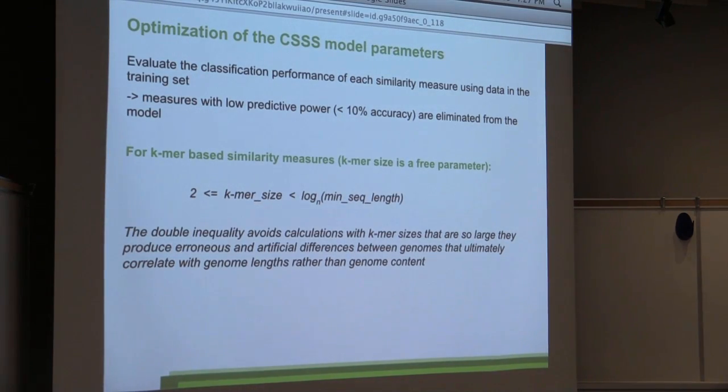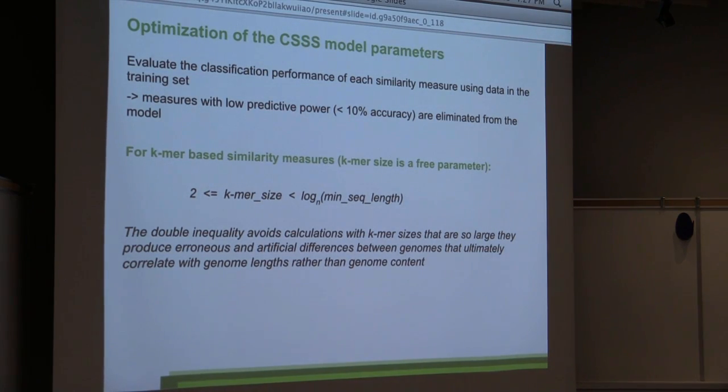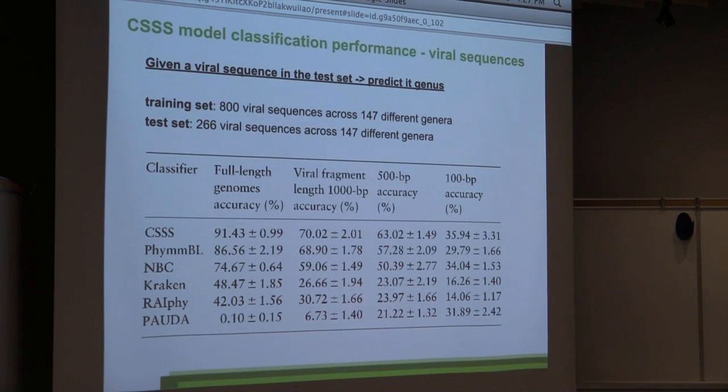We also have some free parameters in the model, very few. There is the k-mer size, which we vary between 2 and an upper threshold, which is indicated by log n. This is basically to avoid classifying sequences based on their length instead of based on their content. So we've tested this model on 3 different data sets. On viral sequences, we have a training set of 800 viral sequences across 147 different genera, and we tried to determine the genera for each of these viral sequences.